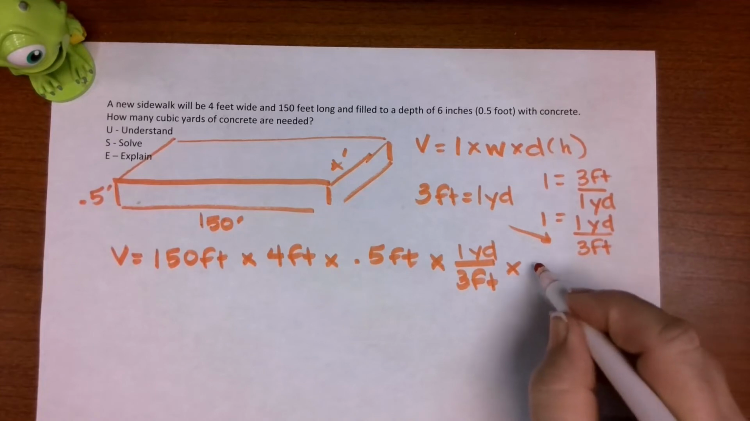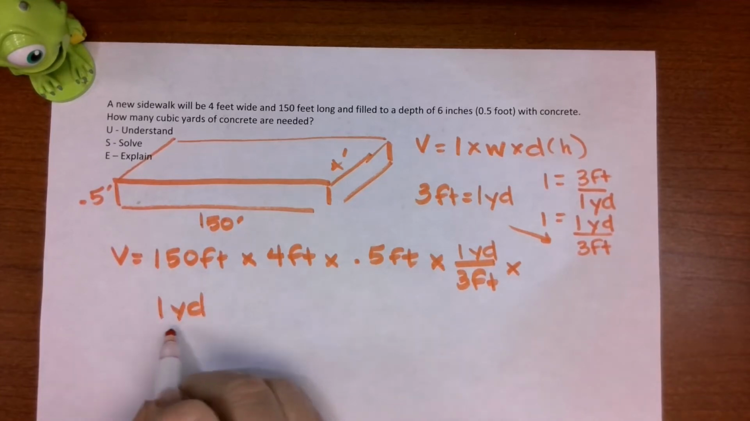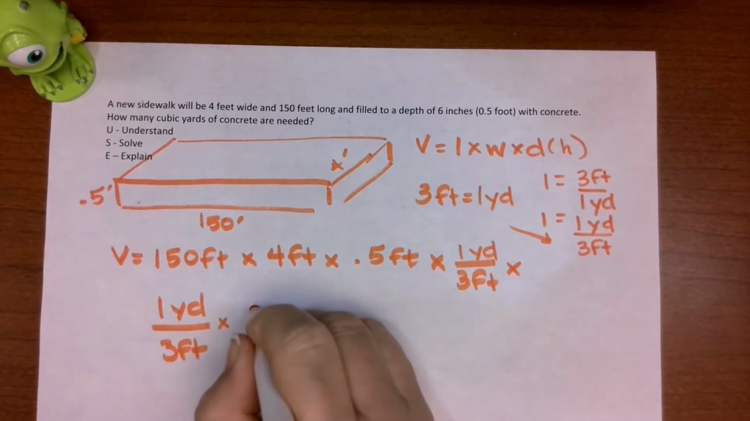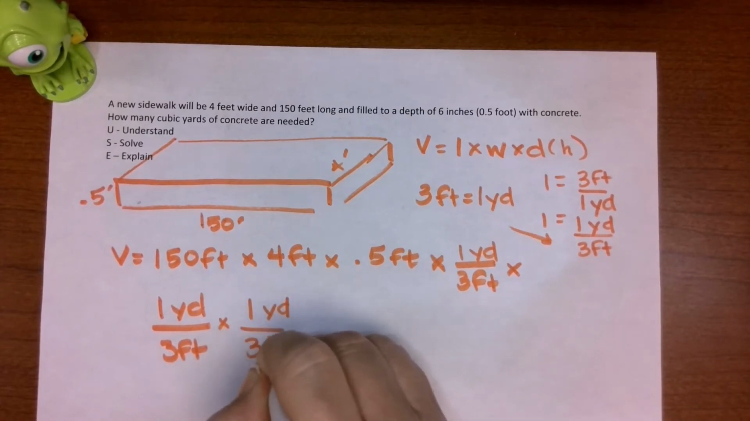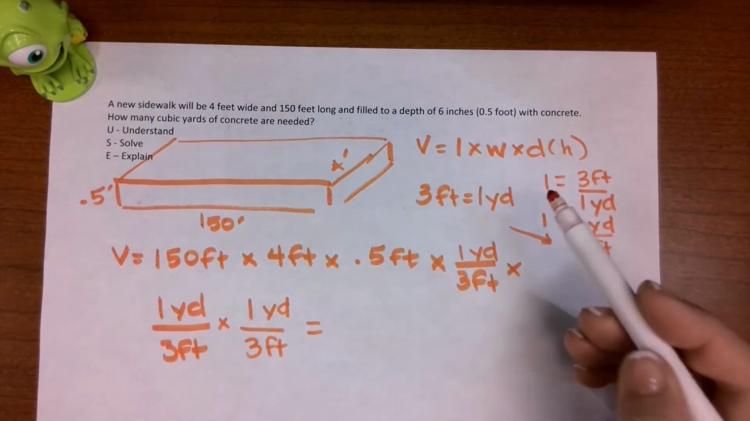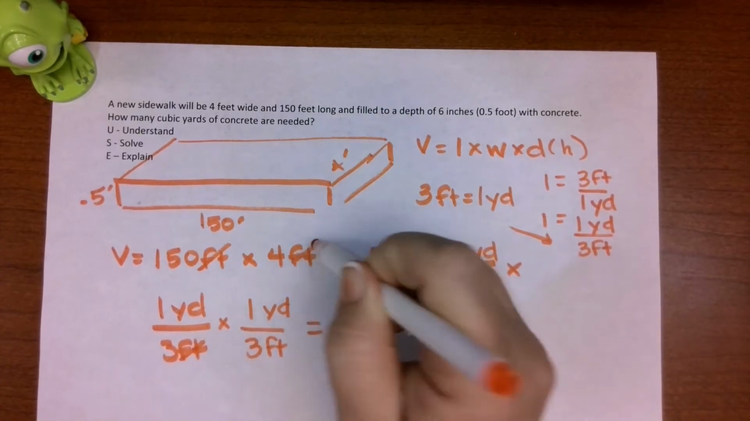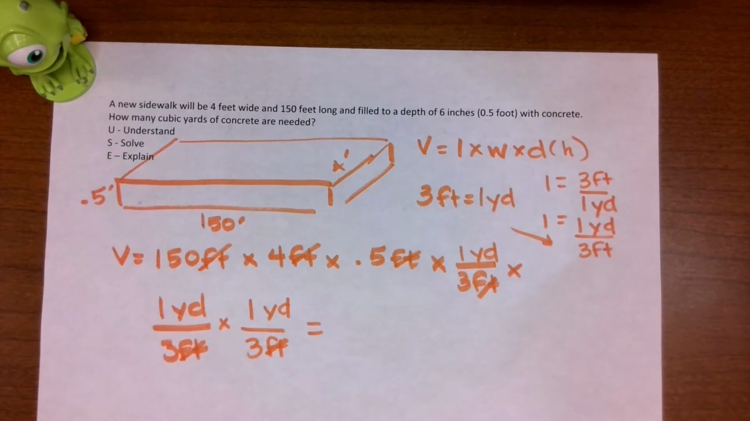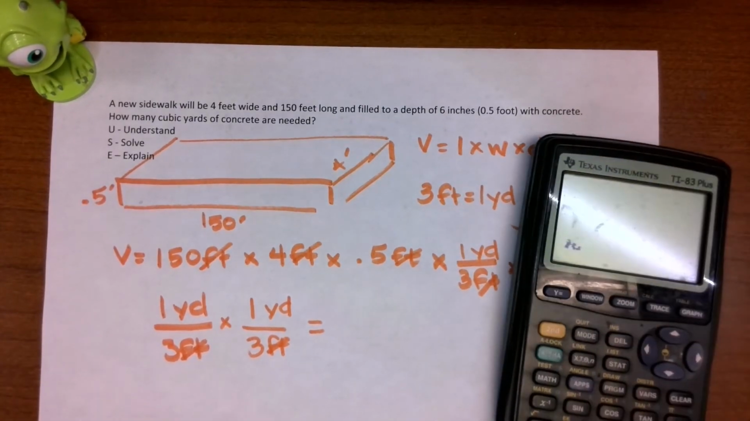Times, I'm going to go to the next line, 1 yard over 3 feet. And do it finally one last time, 1 yard over 3 feet. Now I'm going to go through and check all my units. This foot cancels with that foot. This foot cancels with that foot. This foot cancels with that foot. Right? And so now I can grab my calculator and work that out.